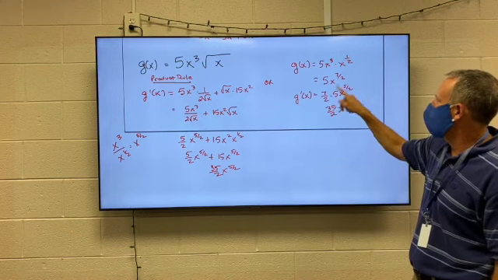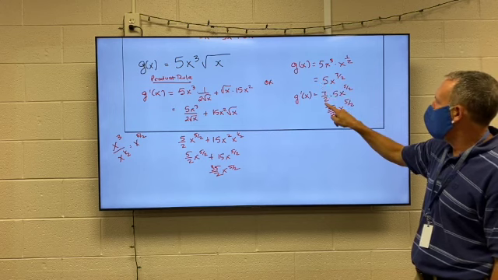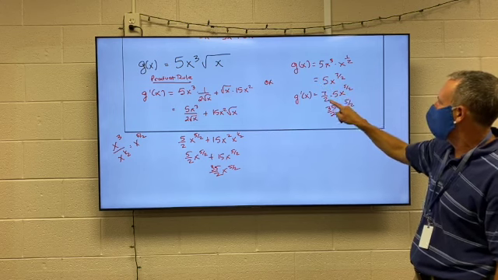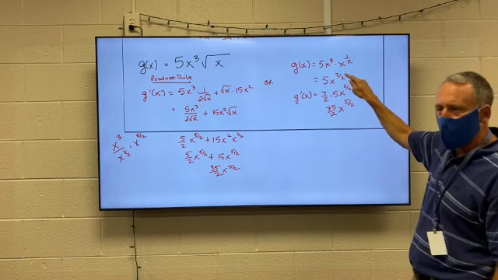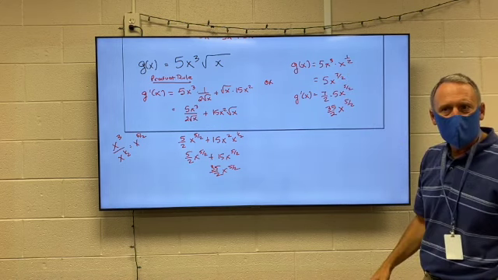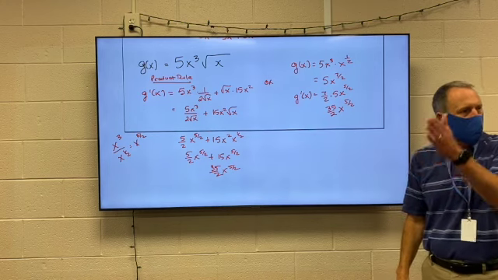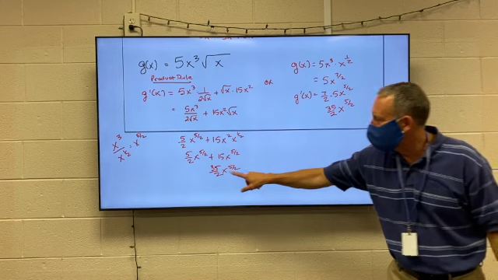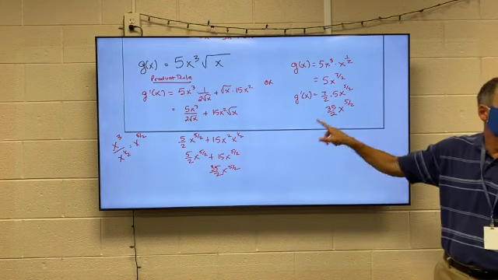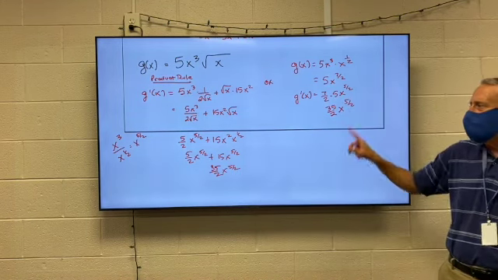Well, now look how easy the derivative is. 7/2 times 5 is 35/2, and then drop 1, so you're going to subtract 2 over 2 from 7/2. 7/2 minus 2 over 2 is 7/2 minus 1. That ends up x to the 5/2, and by golly, that's the same answer I had down here. Okay? So a little different way you could have done that.